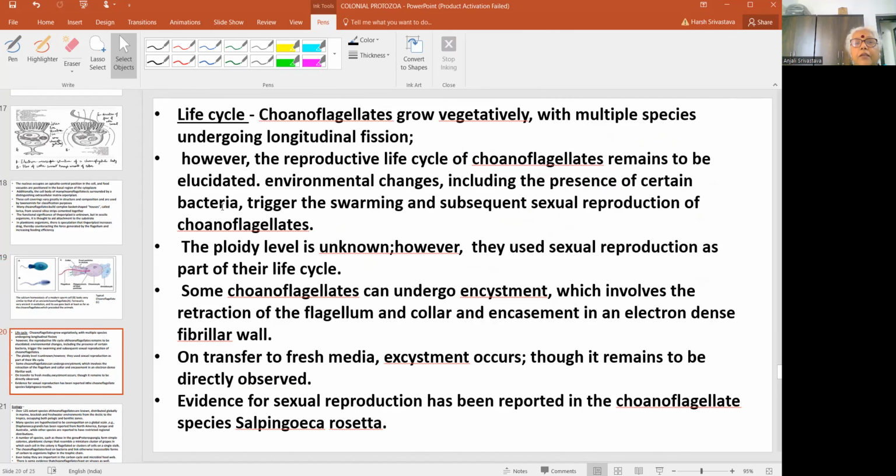Now, this is the life cycle of the choanoflagellates. Again, like Volvox, they grow vegetatively, or asexual reproduction is the main method of reproduction there.